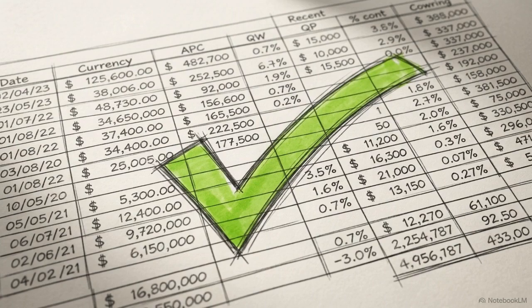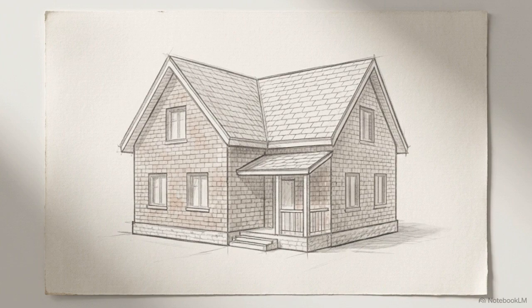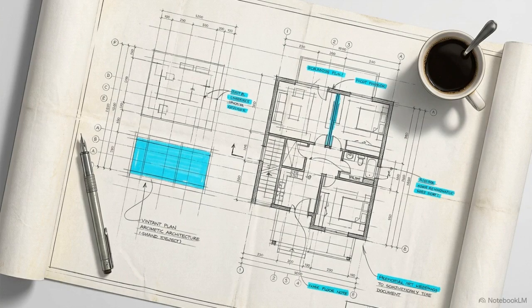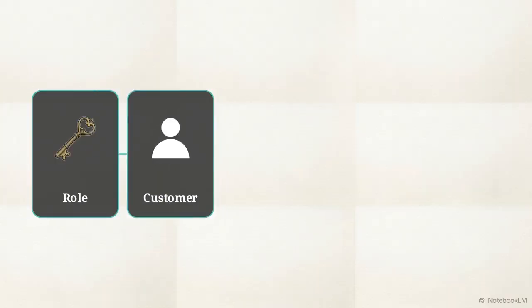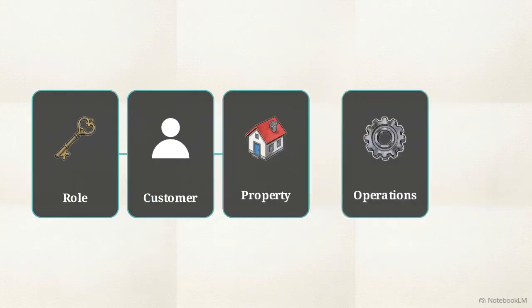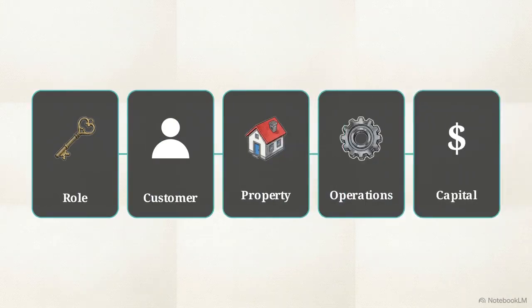Proving these exact unit economics on paper confirms that your business model actually functions before you commit a single dollar of real capital. You've moved past the vague idea of just buying a house. You now have a 5-part, actionable business plan. Your blueprint clearly defines your role in the operation, the exact customer you serve, your property criteria, the back office structure, and your capital requirements.